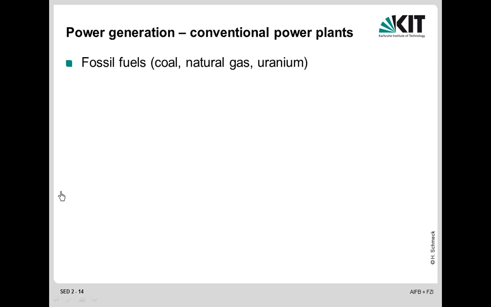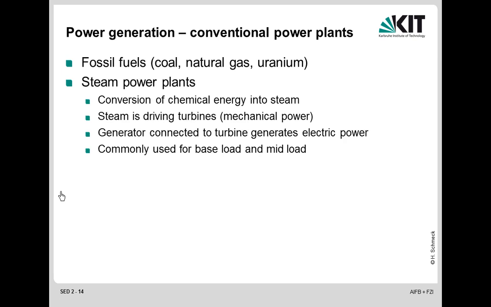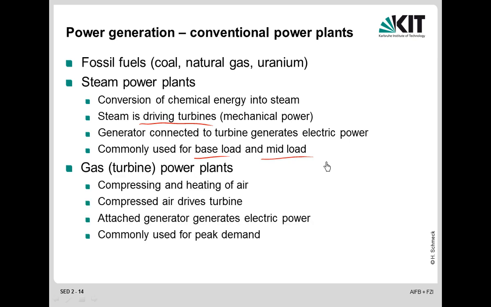So what are conventional power plants? Those that are based on fossil fuels, coal, natural gas, uranium, are conventional power plants. And usually you generate steam, converting chemical energy into steam. Steam is driving the turbines, converting it into mechanical power, and then the generator connected to the turbine generates the electricity. So this is used for base load and medium load, terms that are characteristic of the traditional energy system. We'll come back to that in a moment.